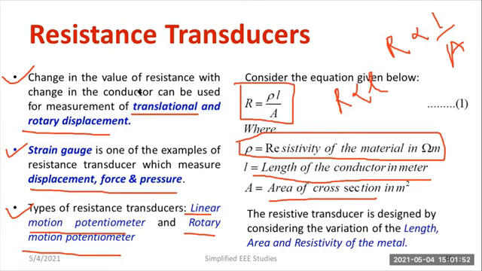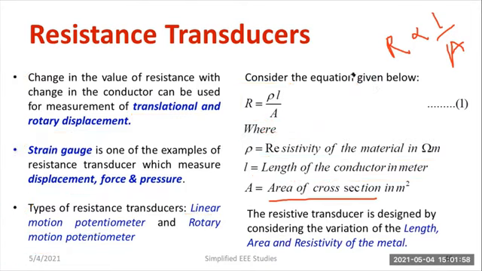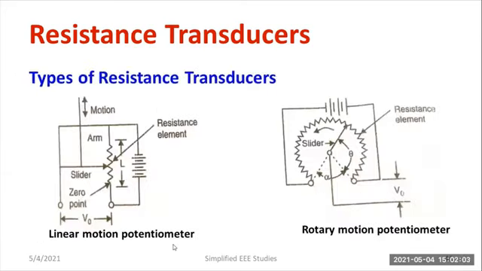Now let us explain the differences between a linear motion potentiometer and a rotary motion potentiometer. Moving on, you can observe both of them. Let us first explain the linear motion potentiometer. Our intention is to measure non-electrical quantities, which may be displacement, distance, or velocity. The moving object is directly connected to a slider. Here we are going to measure linear displacement or linear velocity.